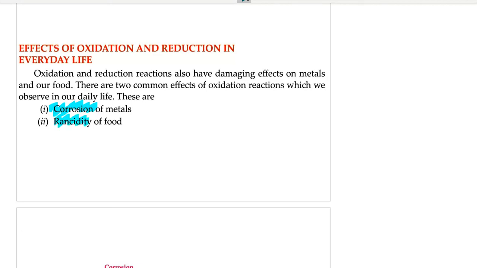And rancidity of food: when fried food is left open for a longer time, its taste and its smell change. That is known as rancidity. So the food actually deteriorates. That is rancidity, and both these things happen due to oxidation.